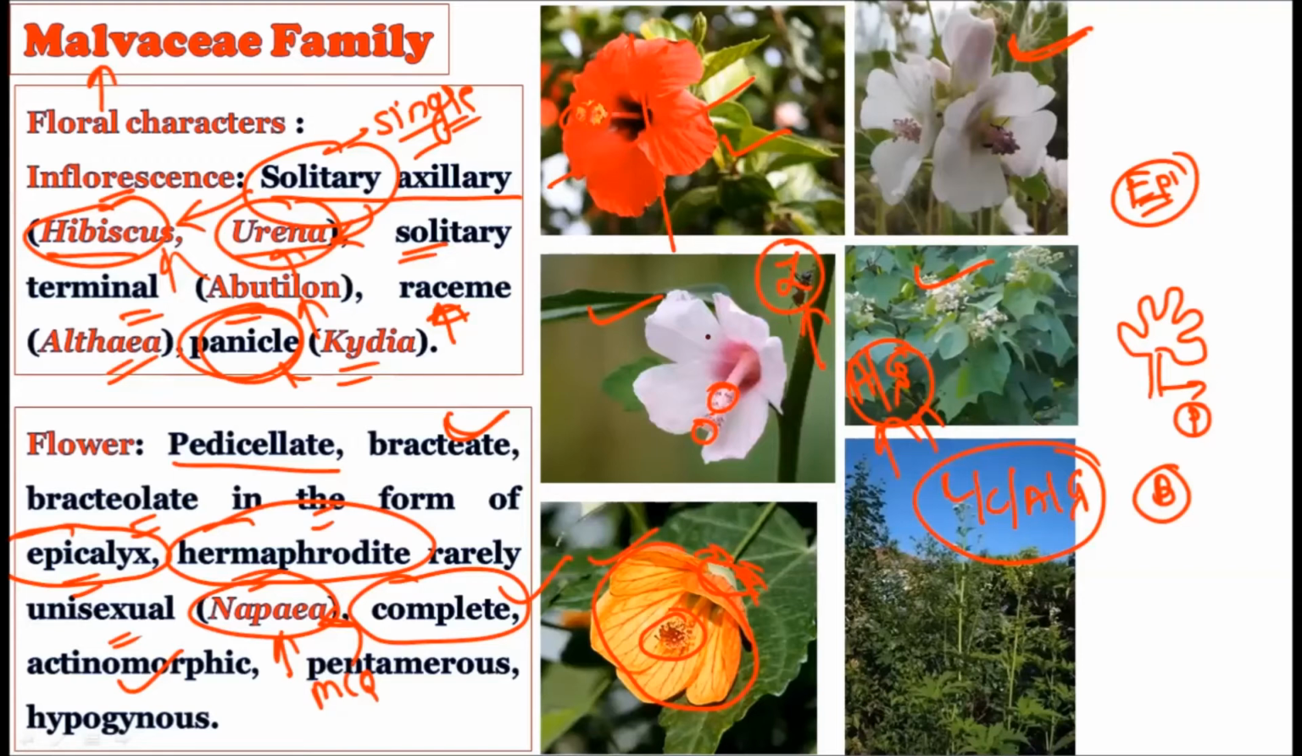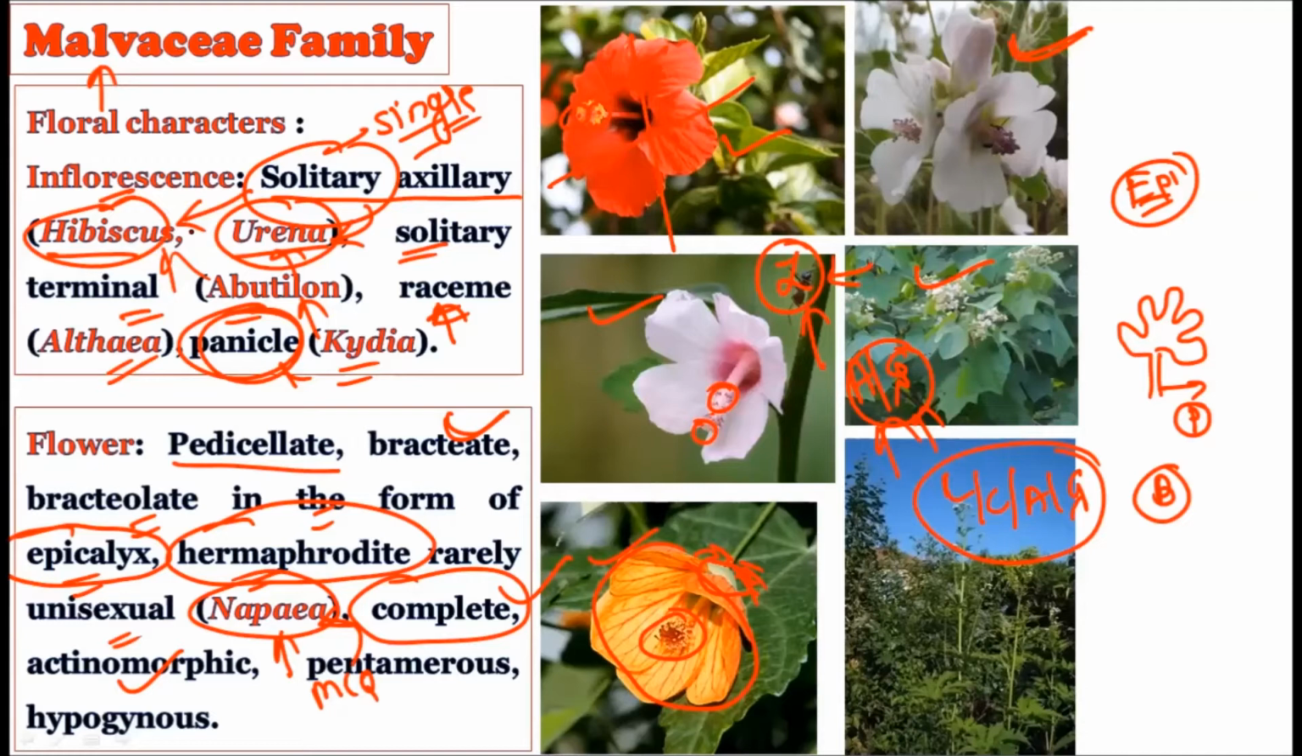But the Malvaceae family shows remarkable symmetry in its flowers. This symmetry makes these flowers actinomorphic in nature, because if you cut the flower from any side, it will definitely cut into two equal parts. So the actinomorphic flower is the characteristic of the Malvaceae family, while the zygomorphic flower is the characteristic feature of the Fabaceae family. As you know, in the majority of the plant families we have seen so far, the flowers are actinomorphic.